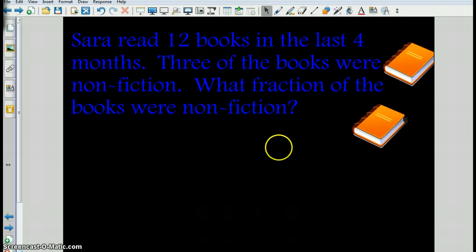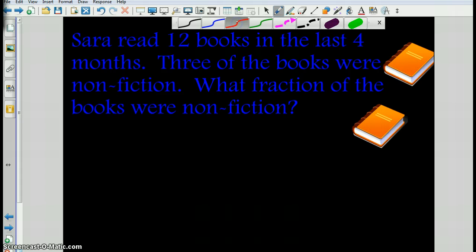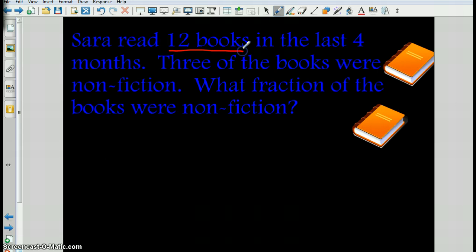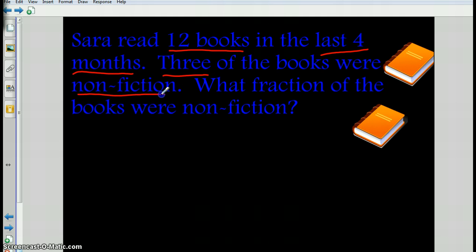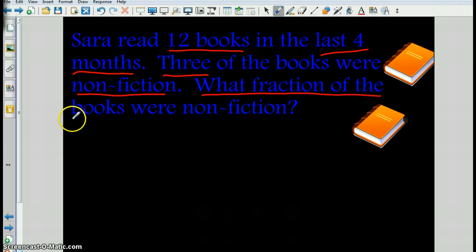Here's a little different type of problem. Sarah read 12 books in the last 4 months. 3 of the books were nonfiction. What fraction of the books were nonfiction? Again, I think to myself that she read 12 books over 4 months, and 3 were nonfiction. And remember, look towards the end, which is usually where you're going to find what they want you to find. So, what fraction of the books were nonfiction?